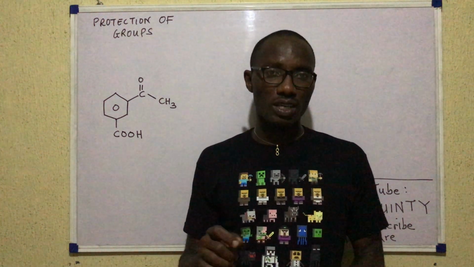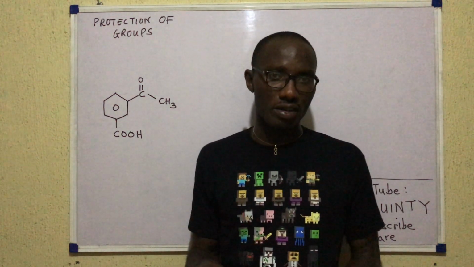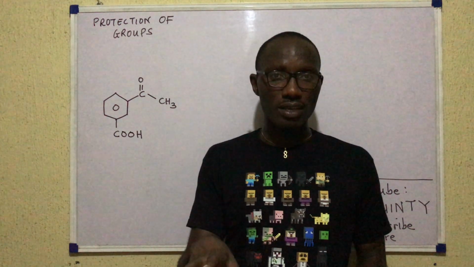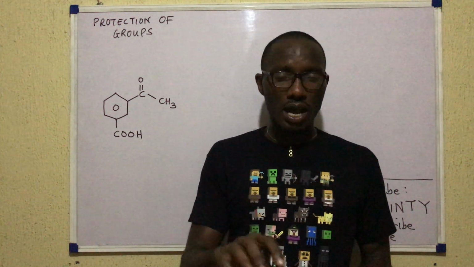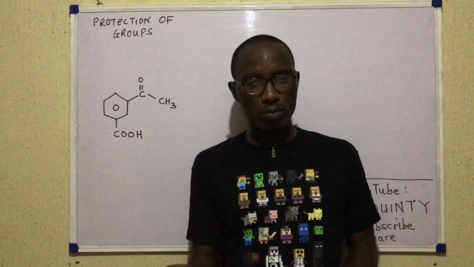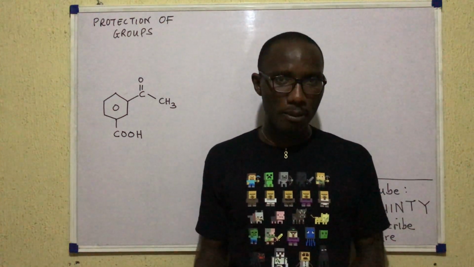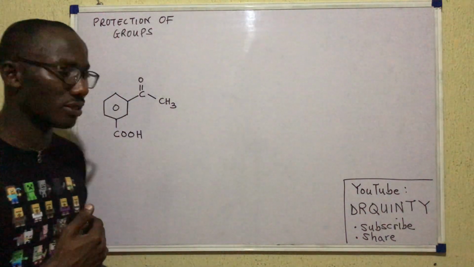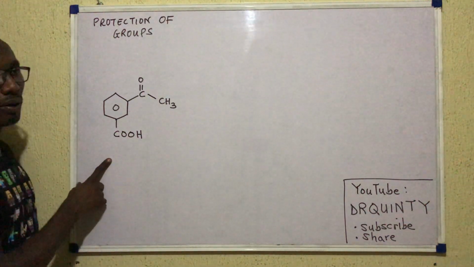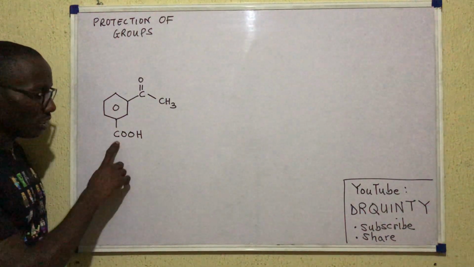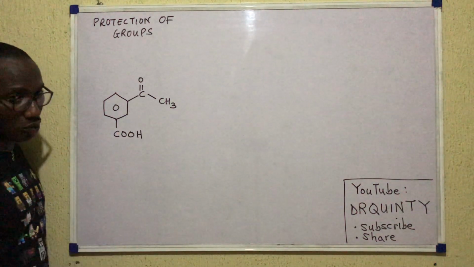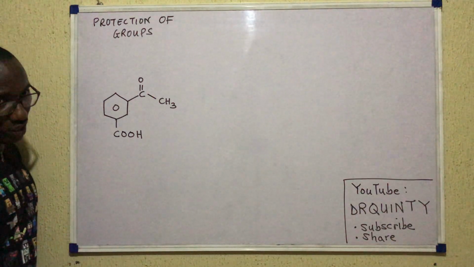Whoever does that process would usually protect certain areas. He will cover certain areas in that same engine compartment where water should not get to. And when he's done with the procedure, he removes whatever covering he puts there. That's protection. Now in organic chemistry, see how it applies. In this case, we have a compound that has two functional groups. The carboxylic group and then the ketone group. Those are two groups present in this compound.